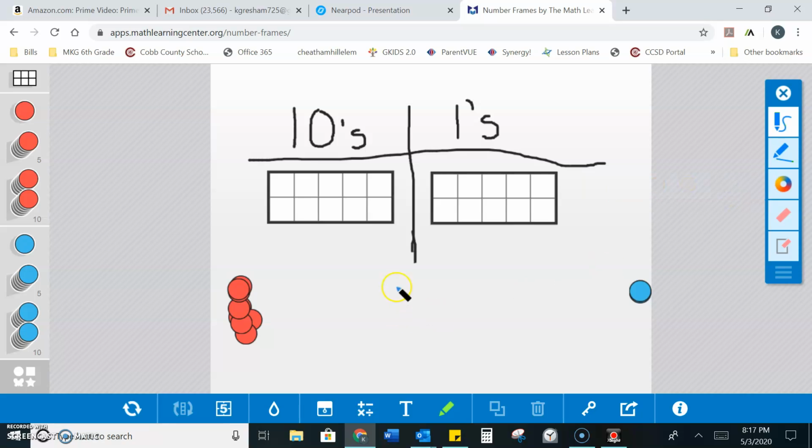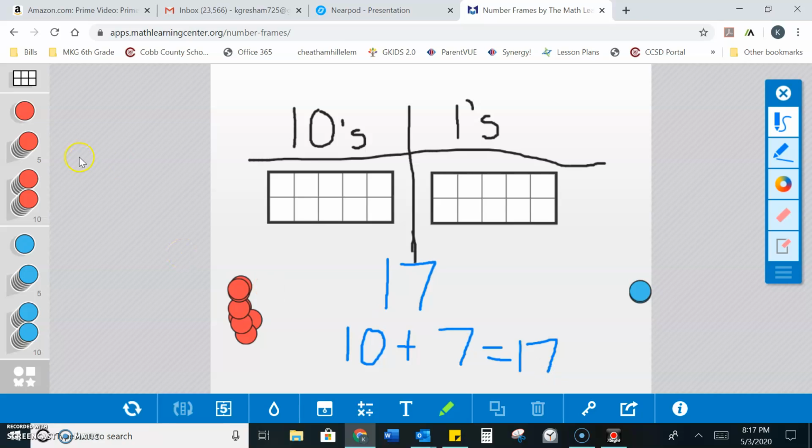Let's do this number right here. Okay, and what is that number? Yes, that number is 17. And what 17 tells us, if we break it apart, is that we have one group of 10 plus 7 extra ones. And that equals 17.